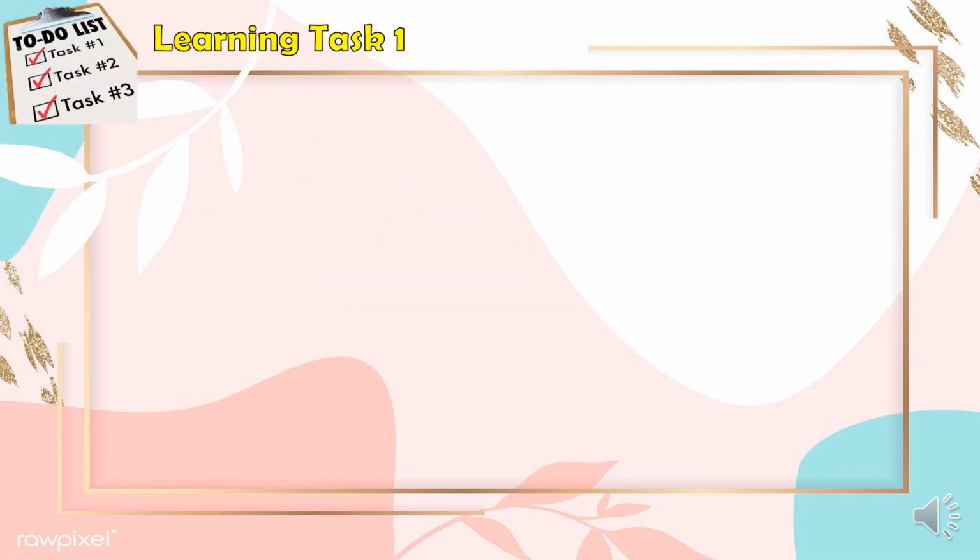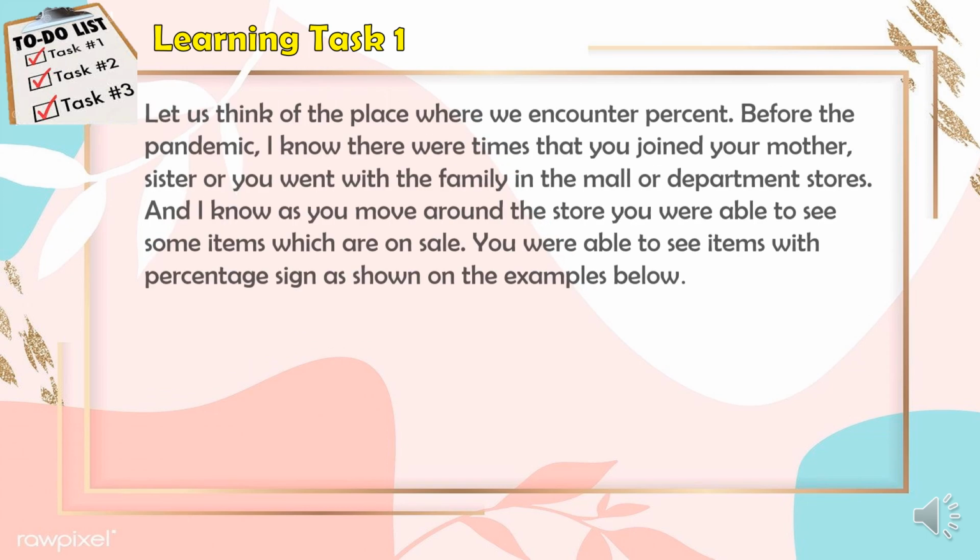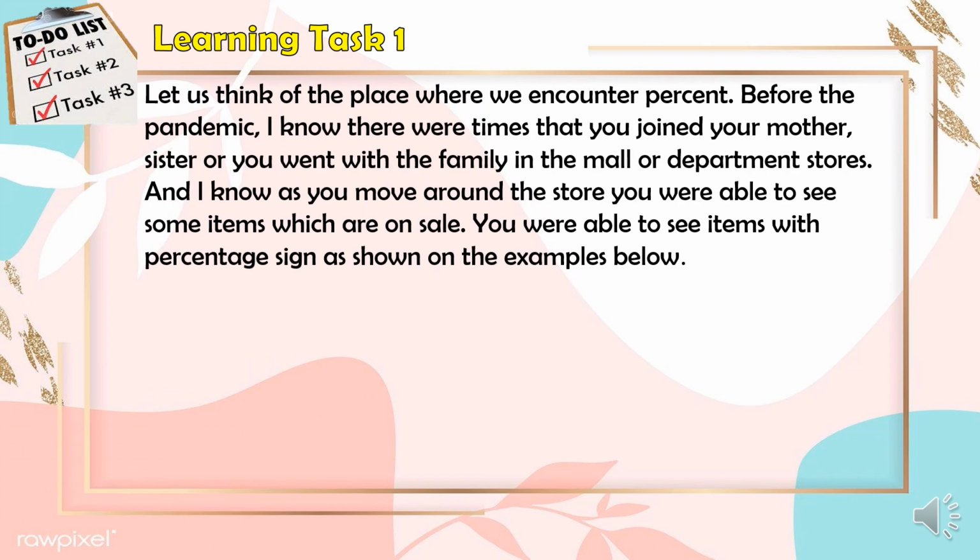Let us answer learning task 1. Let us think of the place where we encounter percent before the pandemic. I know there were times that you joined your mother, sister, or you went with a family in the mall or department stores. And I know as you move around the store, you were able to see some items which are on sale. You were able to see items with percentage sign as shown in the examples below.